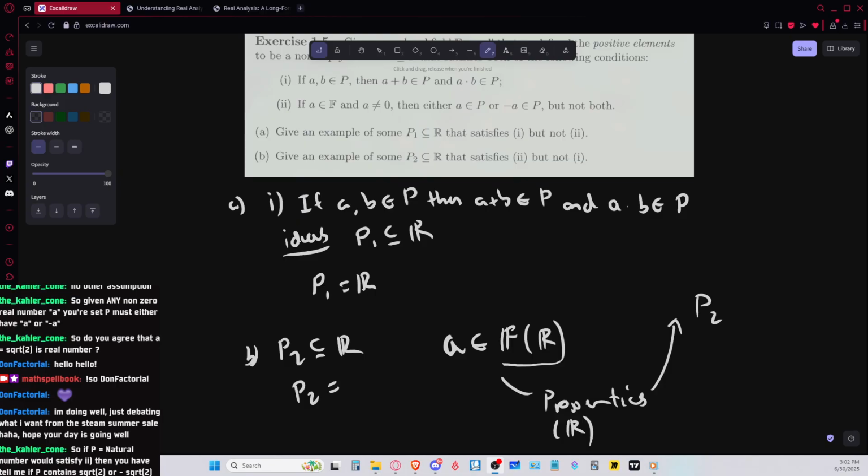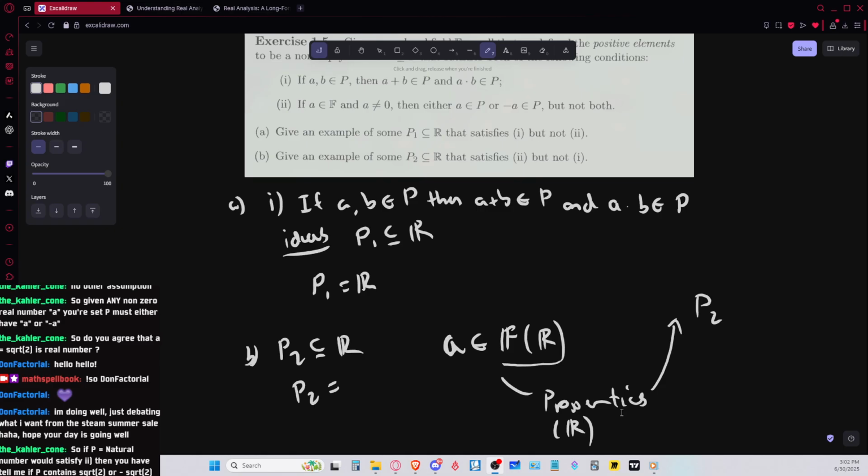Okay, so yeah, and that's where I'm getting confused, because I know the square root of 2 is not a natural number. And that's why I asked, because in number 2 it says if a is an element of F, aka the real numbers, does it take the property of the real numbers and put it into the subset, which is P2?